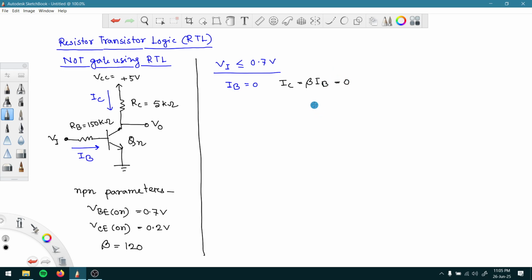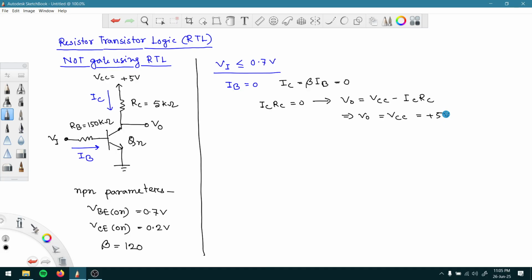If that is the case, the current that is going through this path should be 0, and the voltage drop across this resistance, which is ICRC, should also be equal to 0. So if we want to find out the value of V0, it should be equal to VCC, the supply voltage we are giving, minus the voltage drop here, ICRC. And we know ICRC should be equal to 0, so V0 should be equal to what? Directly VCC, or also we can say plus 5 volt.